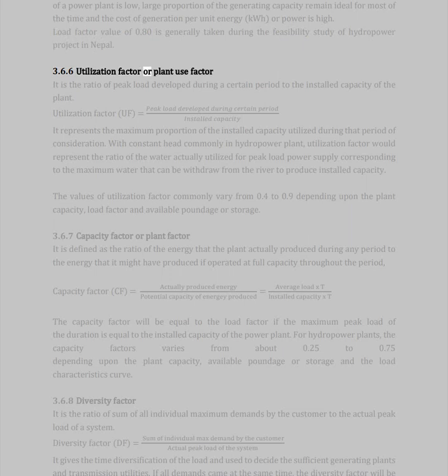3.6.6 Utilization factor or plant use factor. It is the ratio of peak load developed during a certain period to the installed capacity of the plant. Utilization factor, UF, equals peak load over installed capacity. It represents the maximum proportion of the installed capacity utilized during that period of consideration. With constant head, commonly in hydropower plants, utilization factor would represent the ratio of the water actually utilized for peak load power supply to the maximum water that can be withdrawn from the river to produce installed capacity. The values of utilization factor commonly vary from 0.4 to 0.9 depending upon the plant capacity, load factor, and available poundage or storage.